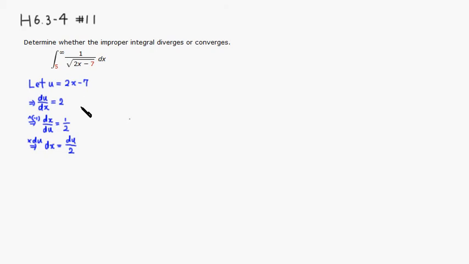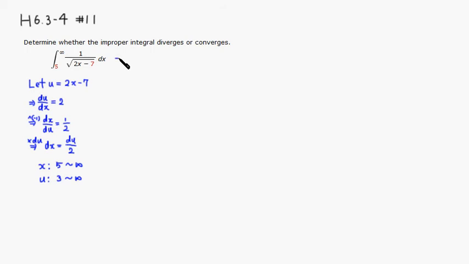Then we have to convert the lower limit and the upper limit. So x goes from 5 to infinity. The corresponding u values are, if you plug in 5 here, 2 times 5, 10 minus 7 is 3. And 2 times infinity minus 7 is still infinity. So it actually goes from 3 to infinity.